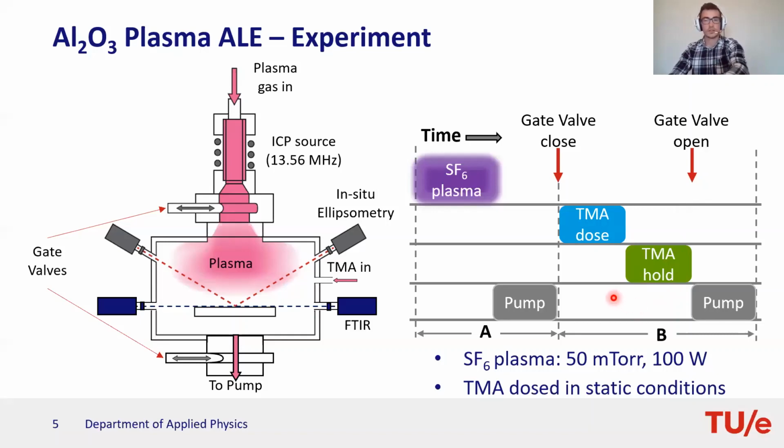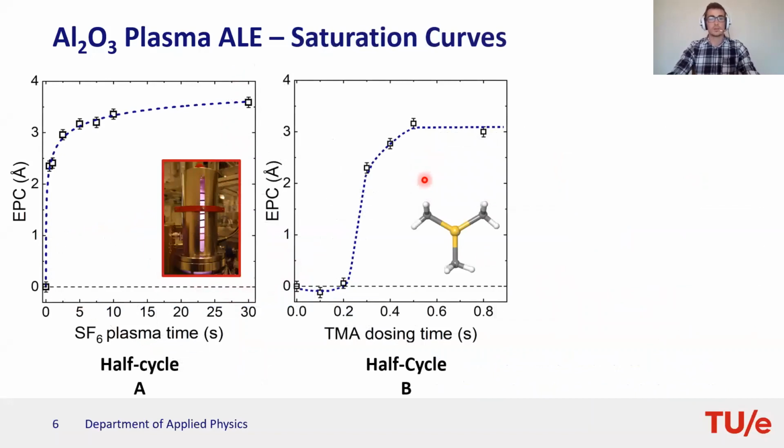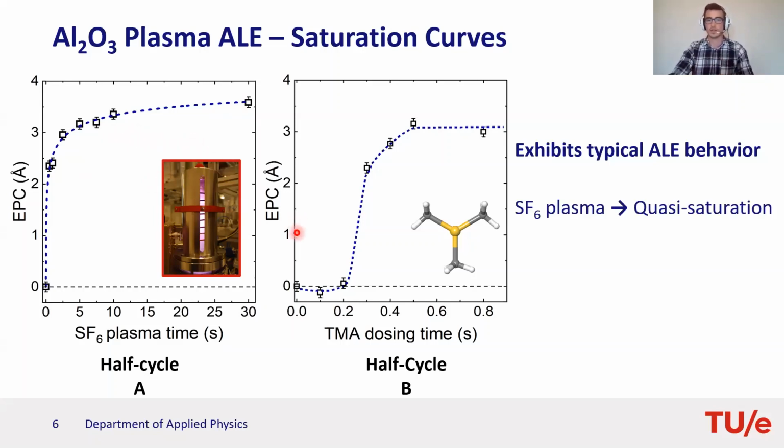So as I alluded to, the first parameter of our ALE process that we checked was the saturation curves, which we can see here. We see that for these reactants, we see typical ALE behavior for a fluorination and ligand exchange reaction mechanism. And if we look a bit more closely at the SF6 plasma saturation curve on the left here, we can see that this obeys a quasi-saturation behavior. This is expected of a fluorination reaction because of the diffusion-driven nature of the fluorination. So as I mentioned for the thermal ALE, there's that aluminium fluoride diffusion barrier, which we think we have here. The formation of that allows the self-limiting behavior.